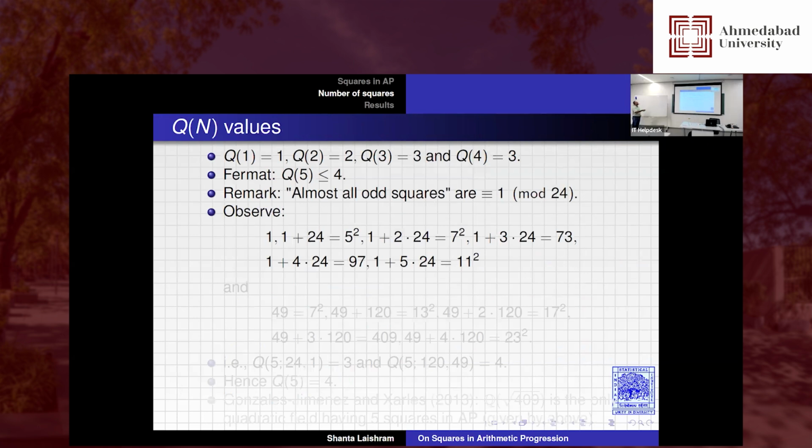So that's what I've written. Q of 1 is 1, Q of 2 is 2, Q of 3 is 3, Q of... Now Fermat will tell you that Q of 5 is also less than or equal to 4.